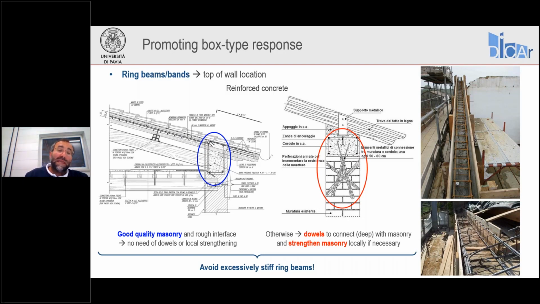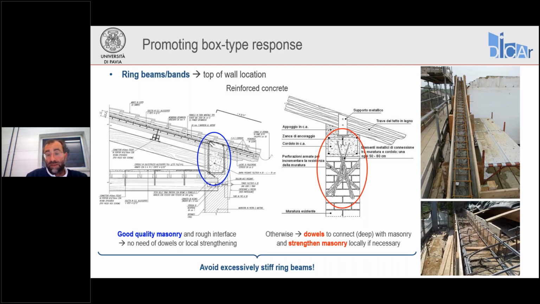So we don't want to make these concrete ring beams with large sections. They should be as small as possible to avoid a differential stiffness between the beam itself and the masonry below. So this is the first problem. Second problem, again, is a problem of connection, which in the past was not sufficient.